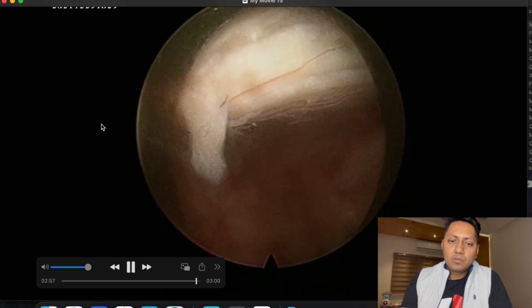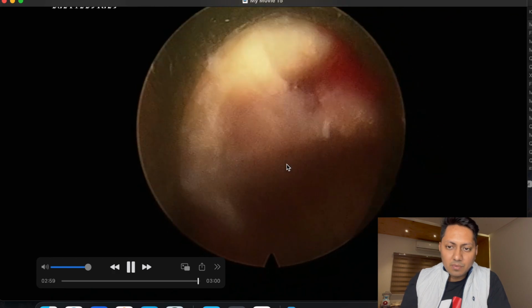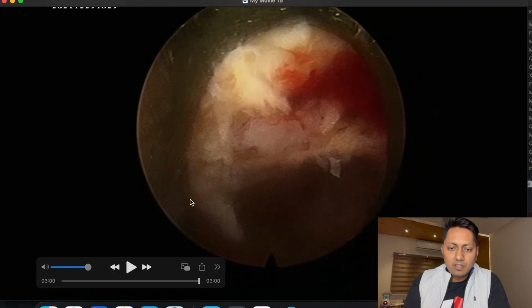This is the upper zone, this is the lower zone, this is the middle zone. I have decompressed all 3 zones, and that's it. That's the end of the surgery for this patient.